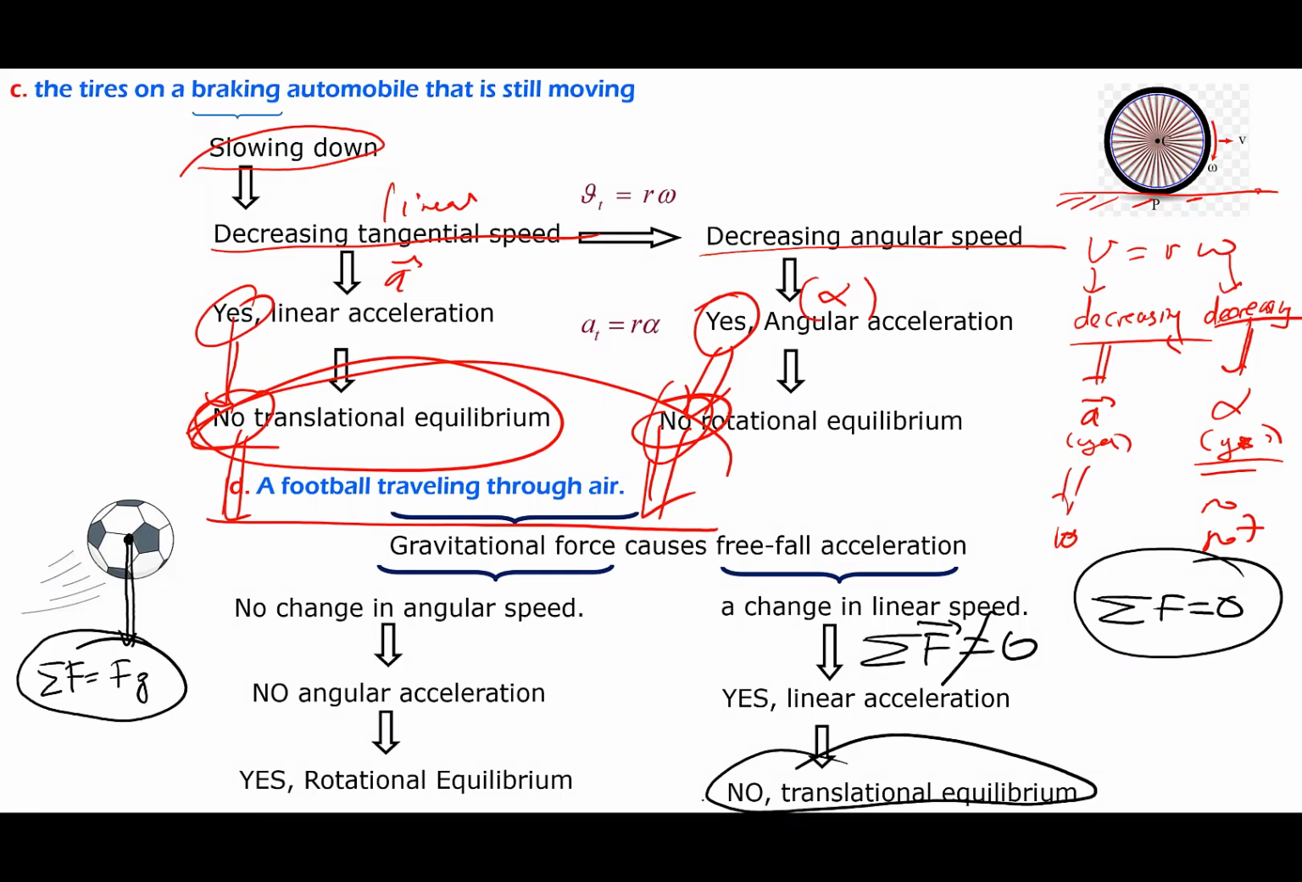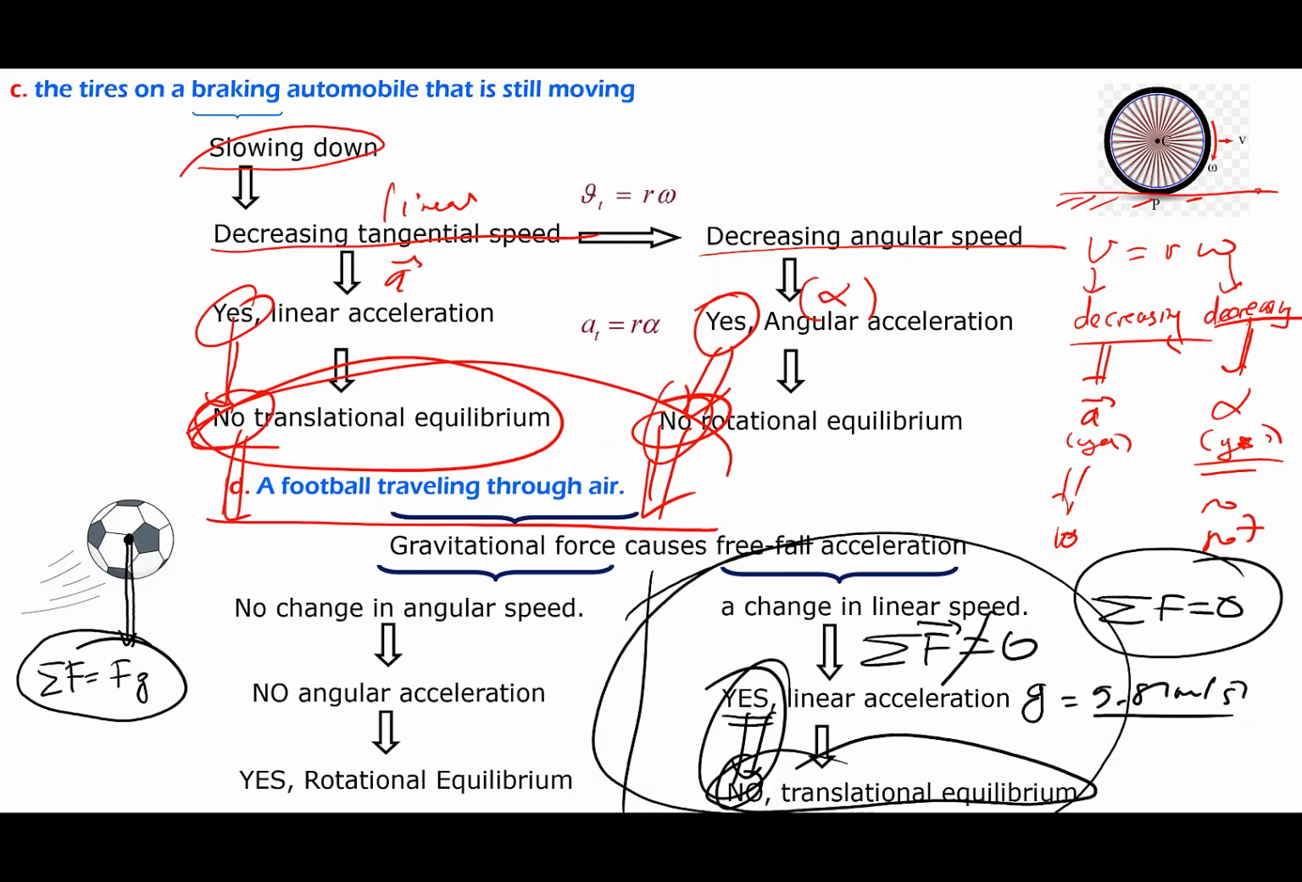You can even get it by the acceleration, because every object in air accelerates with free fall acceleration g, which is 9.81 meters per second squared. If acceleration exists, translational equilibrium does not exist. Yes, linear acceleration, no translational equilibrium. So translational equilibrium does not exist. It is easy by two ways: there is a net force acting on the ball, which is gravitational force, and also this ball is accelerating with free fall acceleration g. If acceleration exists, no translational equilibrium.